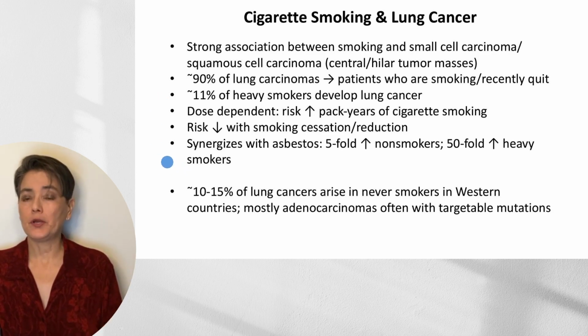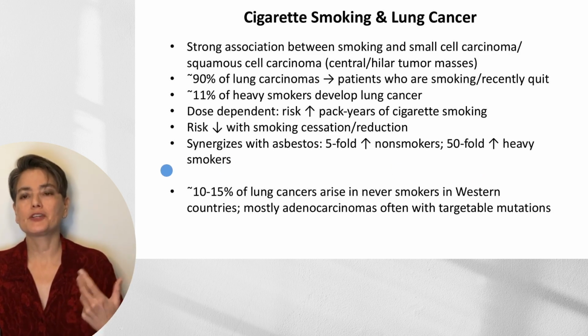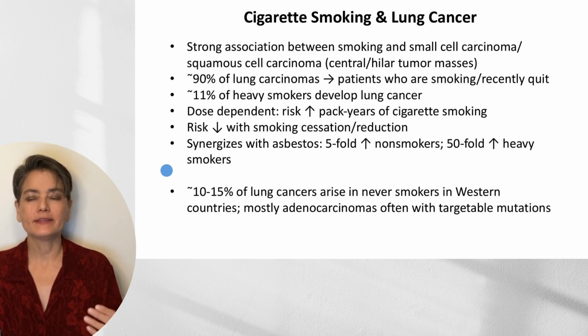Now, one thing that may account for the difference in smoking incidence in various populations has to do with additional toxins. So, for example, we know that tobacco smoke will synergize with asbestos, so that non-smokers who are exposed to asbestos have about a 5-fold increase in their risk of lung cancer compared to a 50 to 55-fold increase in heavy smokers. But while we focus so much on the link between cigarette smoking and lung cancer, we cannot forget that 10 to 15% of lung cancers will arise in never smokers when we look at Western countries. These are typically going to be adenocarcinomas, often with targetable mutations for chemotherapy.